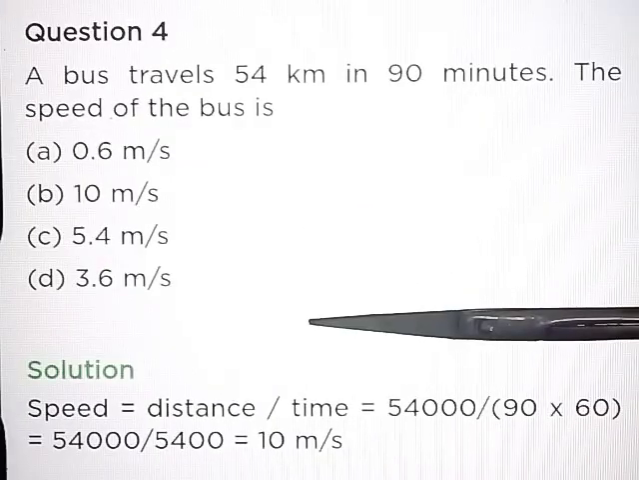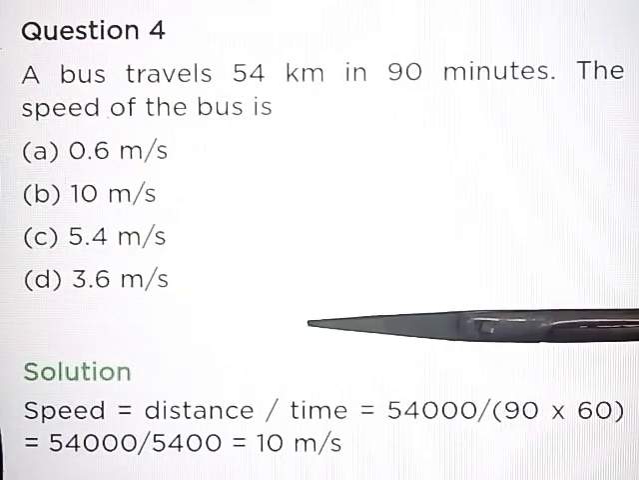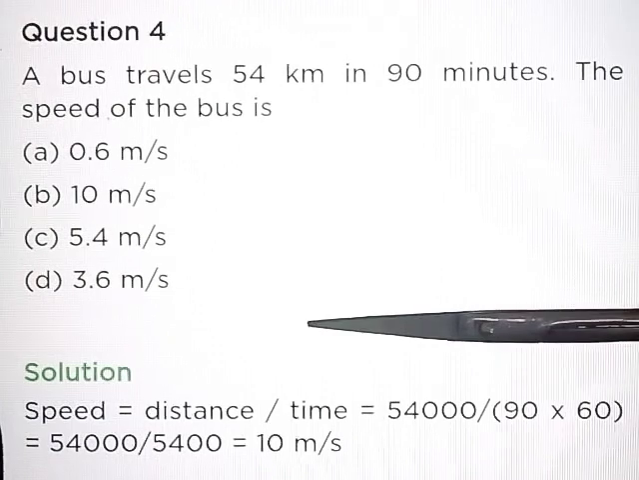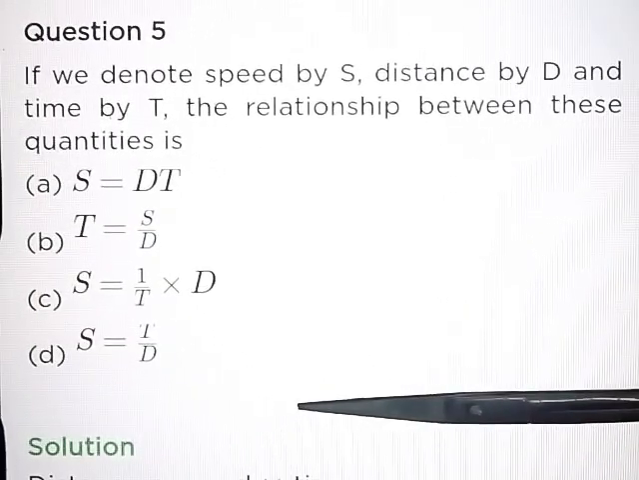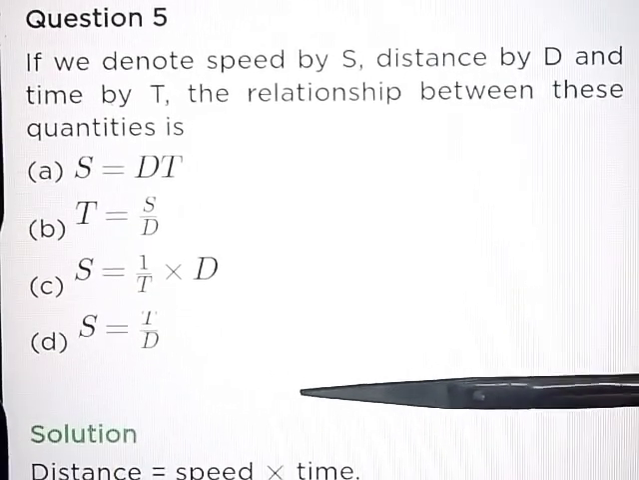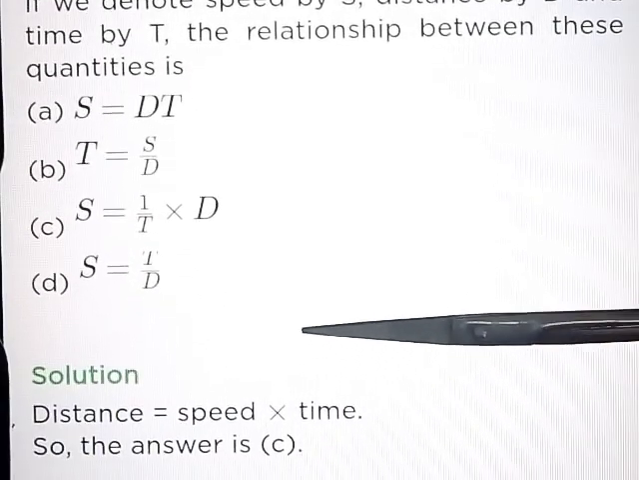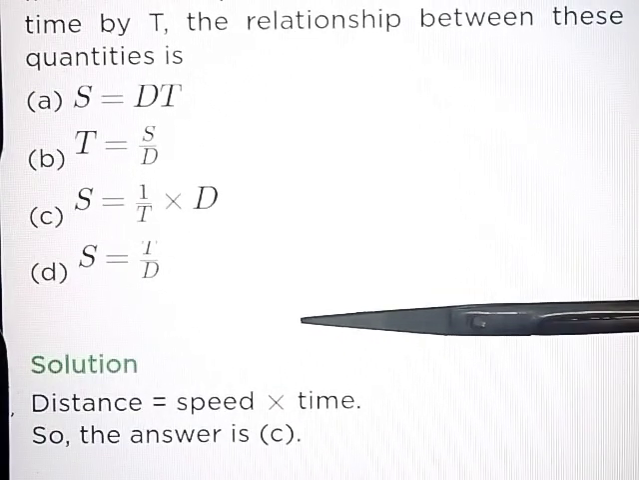Question number 4. A bus travels 54 km in 90 minutes. The speed of the bus is 10 meter per second. Question number 5. If we denote speed by S, distance by D and time by T, the relationship between these quantities is? Answer, distance is equal to speed into time.